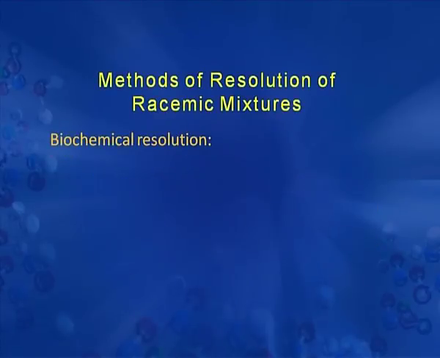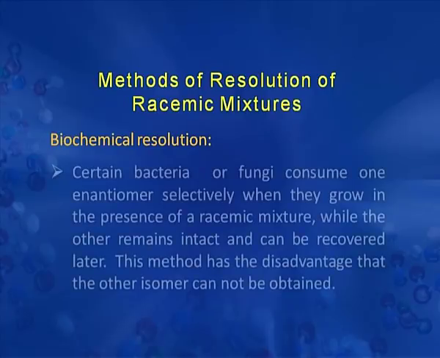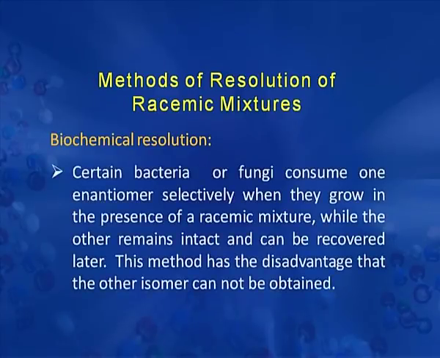Another method that is used is biochemical resolution. There are certain bacteria or fungi which consume one of the enantiomers only when they grow in the presence of a racemic mixture. And what happens in the process? They consume one and the other isomer can be recovered intact. The disadvantage of this method is that one of the isomers can be obtained and the other is lost.